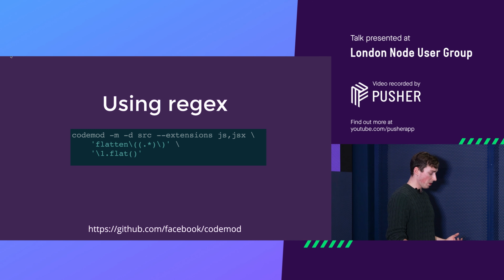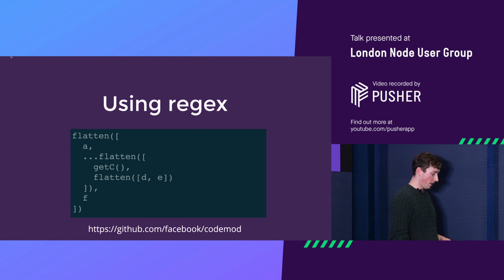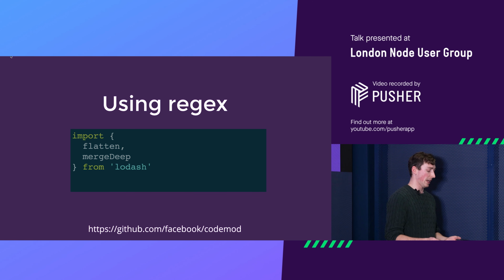And this works fine until you discover that people have been using flatten in strange ways, and you're not actually as good at regex as you originally thought. And then also you still have these import statements. So even if you do that, you're going to have to go through and manually remove these import statements. And yeah, you could write some regex to do this, but it would be very difficult. I wouldn't want to attempt that. So regex doesn't work either.